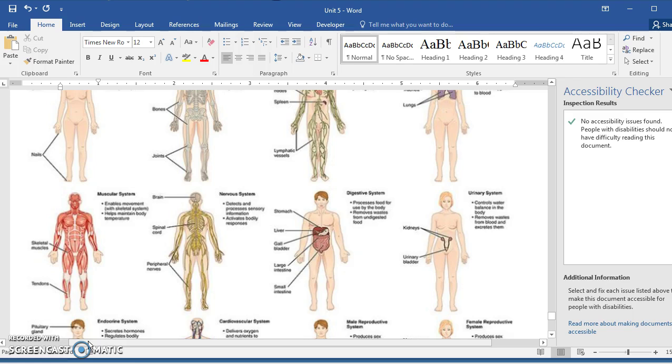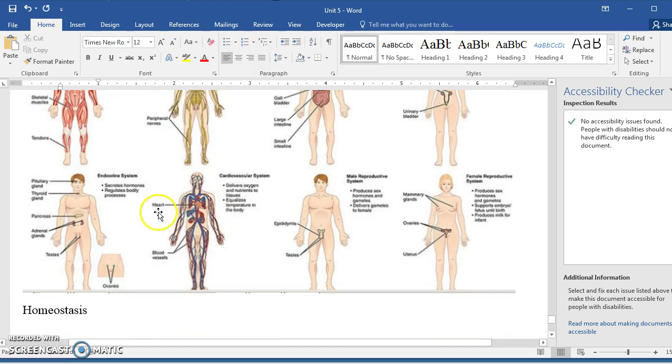The urinary system involves the kidneys that are filtering out the blood and separating the waste out of the bloodstream and directing those to the urinary bladder and then eventually out through the urethra.